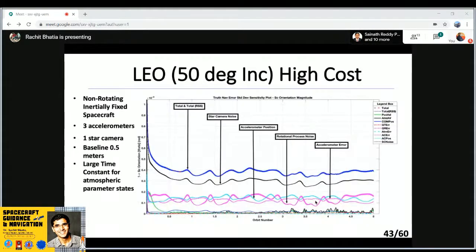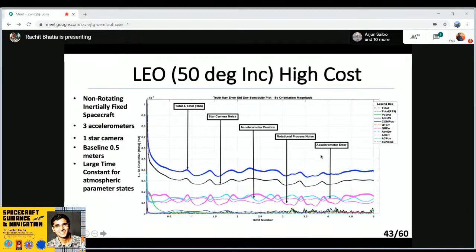I present another result for orientation. So the above one was position. Now for orientation, similarly, we can see what the different contributions are. Here for orientation, the maximum contribution is from star camera noise. So if I can get a better star camera, then I will get better results. That is what we get to know from this result.